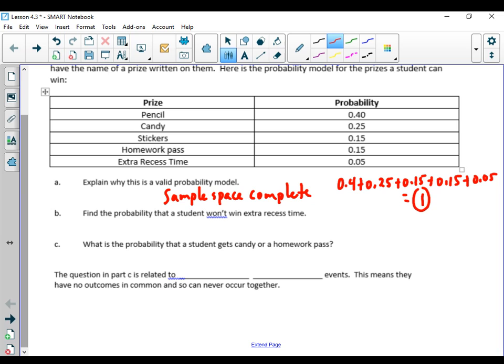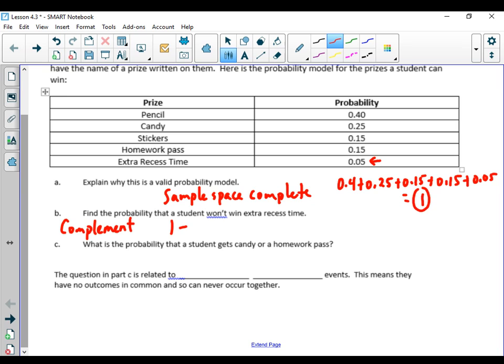Well, since it's a valid probability model, that means that we can answer some questions related to it. So the first question wants to know, what's the probability that a student won't win extra recess time? So if we look at the extra recess time, the probability that they do win extra recess time is 0.05, or 5%. They want to know what's the probability they won't win extra recess time. Well, I mentioned this at the end of our video last time, but whenever we're looking at a situation where it's not happening, what we're really talking about is what's referred to as the complement.